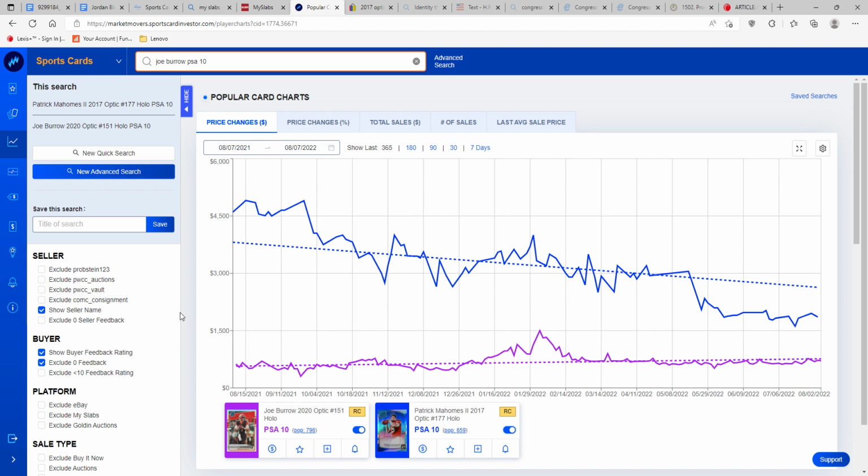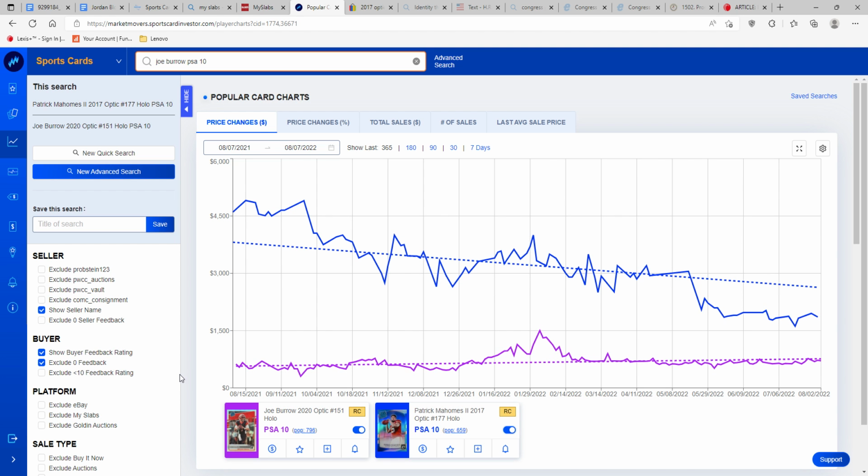So to show an example of one really great buy and one not so great buy based off of trend lines alone on today's date, which is August 7th, 2022, I pulled up two different graphs using the Market Movers tool. The first of which is a Joe Burrow Optic Holo 2020 PSA 10. And the second card that I've pulled up is a 2017 Patrick Mahomes Optic Holo PSA 10.